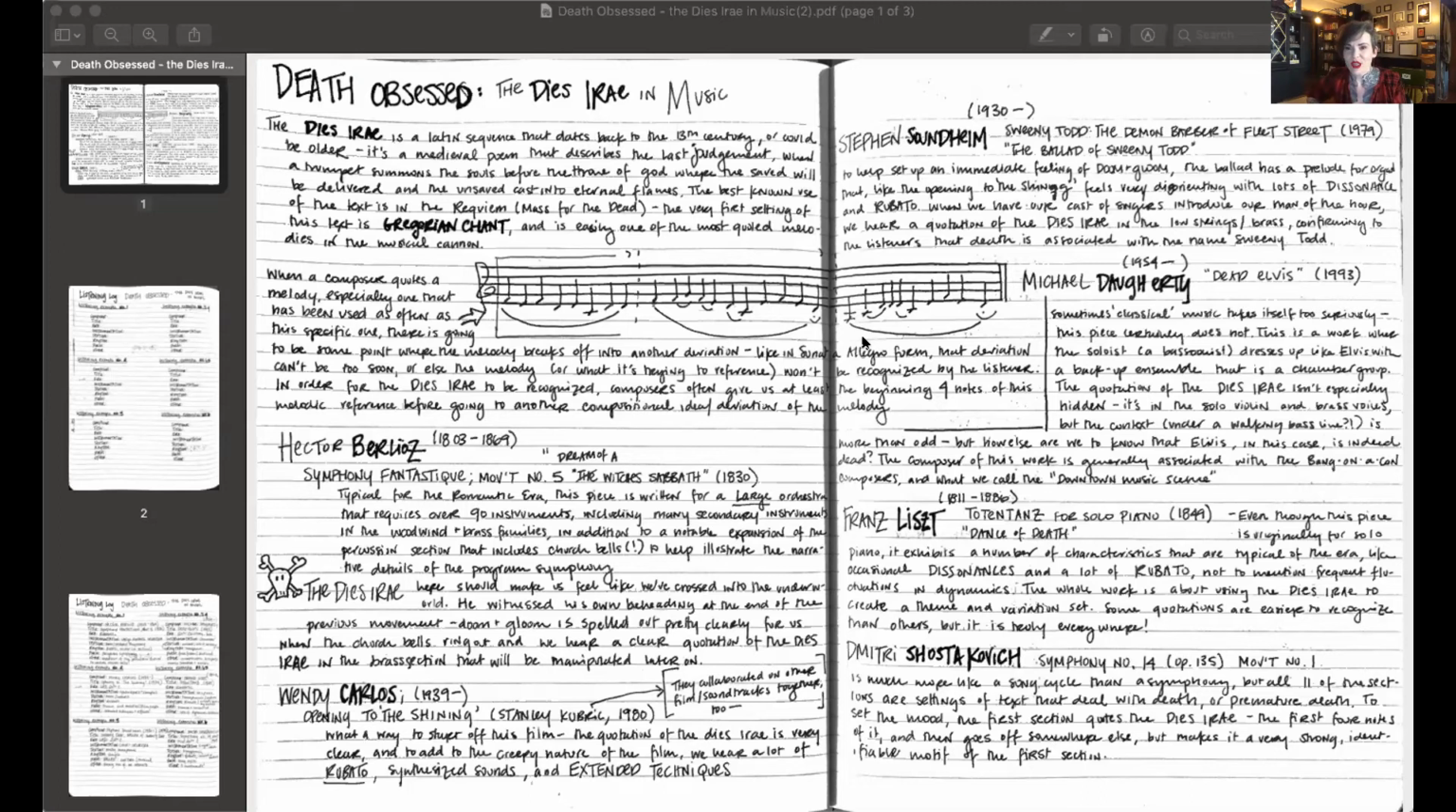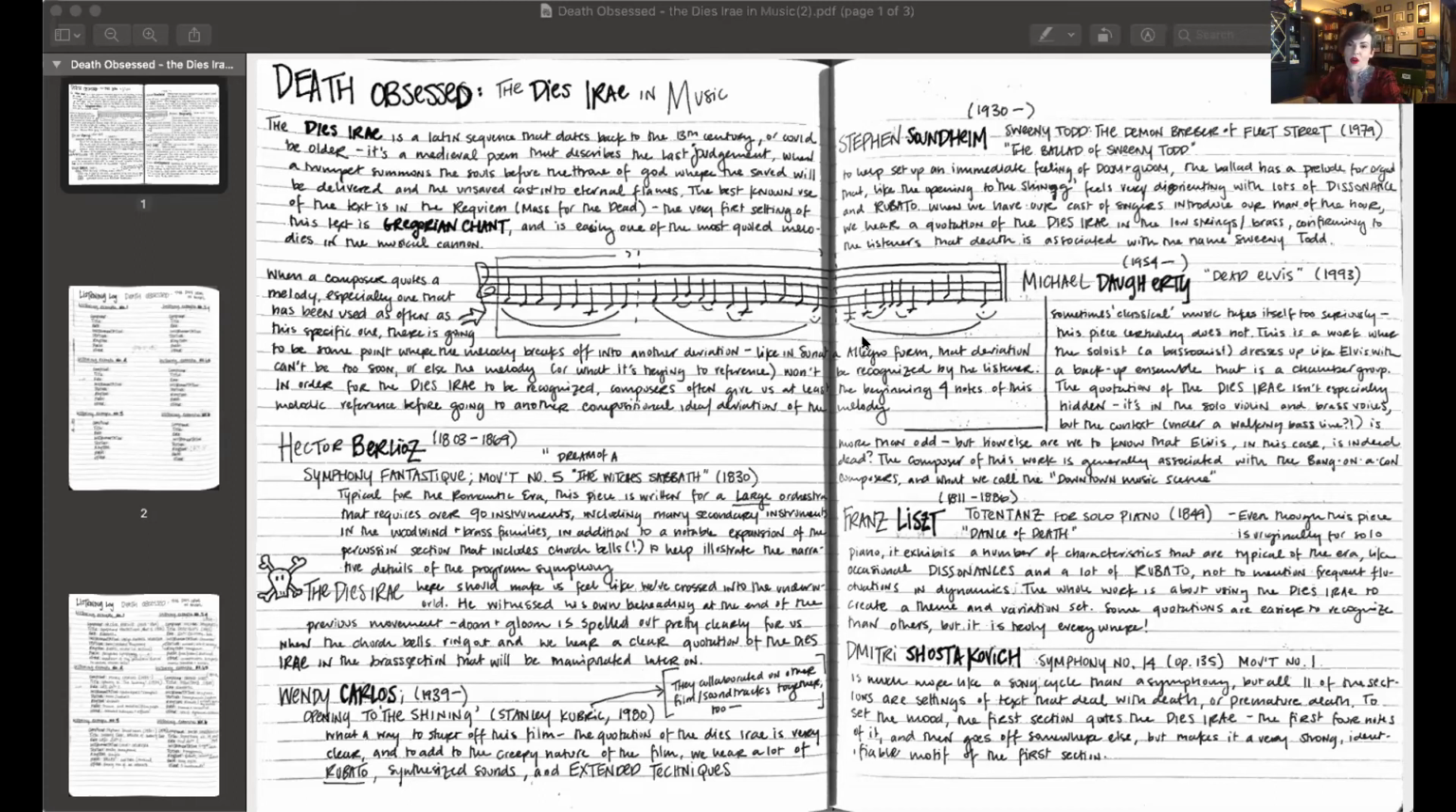Wendy Carlos is the composer for the opening to The Shining, which of course was created in 1980. Very iconic film, if you have not seen it, from Kubrick's collection of works. As we noticed, there was a really strong quotation of the Dies Irae, followed by a lot of synthesized sounds that incorporated lots of rubato and extended techniques.